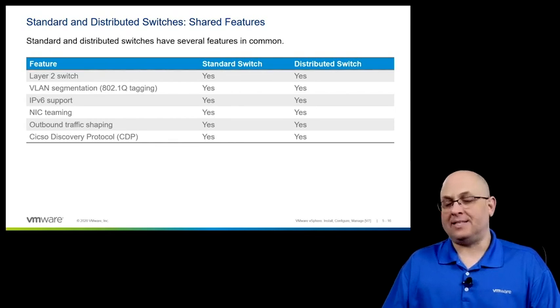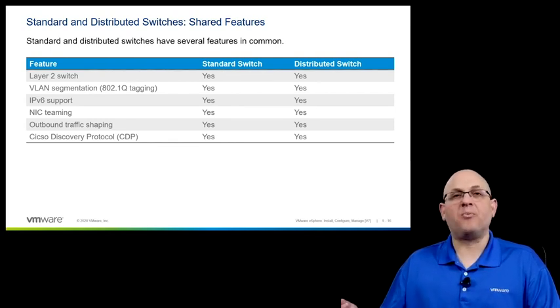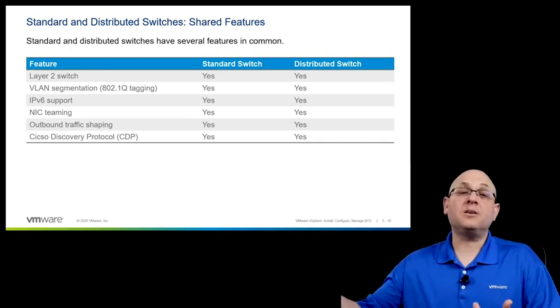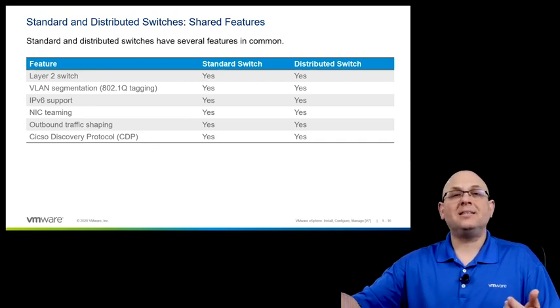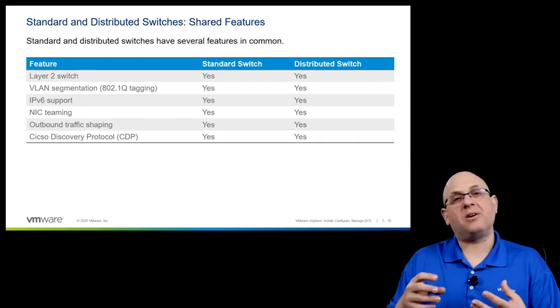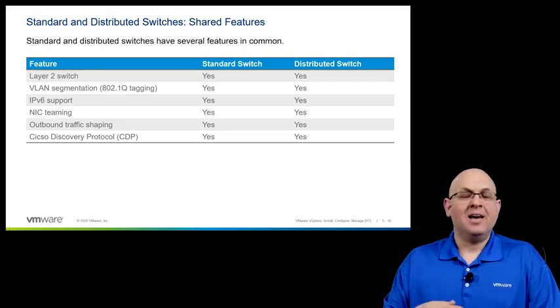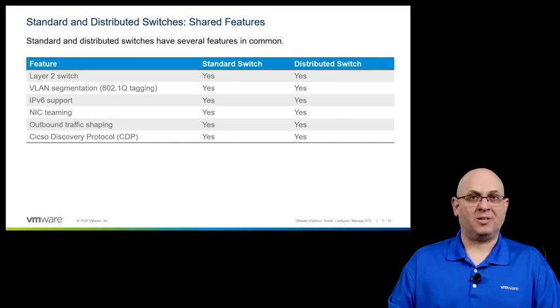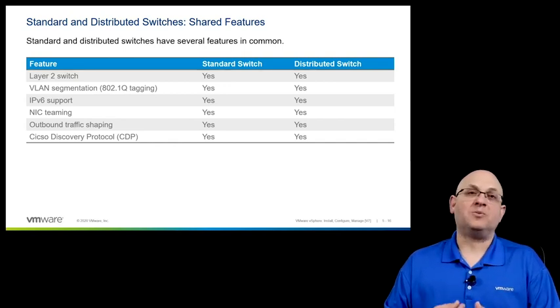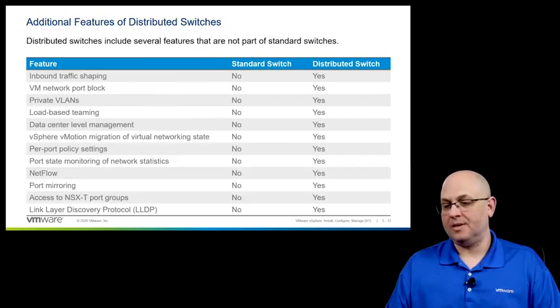We also, on the standard switch, support Cisco Discovery Protocol, where Cisco switches in particular can tell ESXi a little bit about their configuration so that we, from the perspective of ESXi, can ensure that we're plugged into the right ports on our physical switches and that those ports are configured properly.